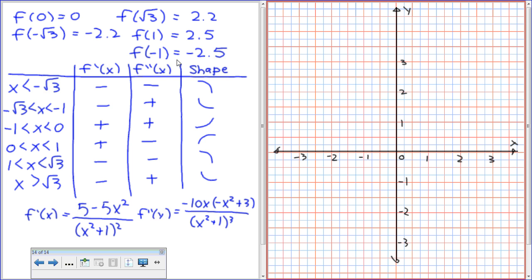Jacob Nordeman. So f of 0 is 0. F of root 3, which was 1.7, is 2.2. F of 1 is 2.5. F of negative 1 is negative 2.5. Okay, and then we're just going to connect the dots. Okay, we said we're going over to infinity, to 0 there. And we're going from here to here. Then we're going up like this. And we're going up like this. And then we're going down like this. And we're going down like this.